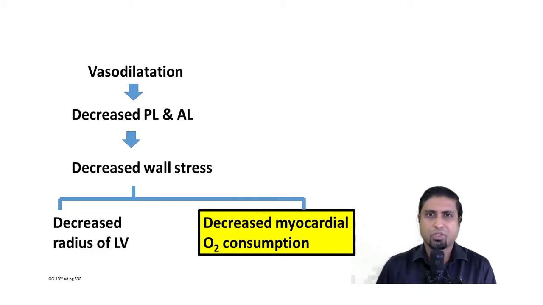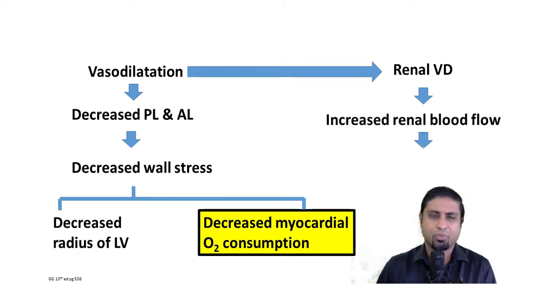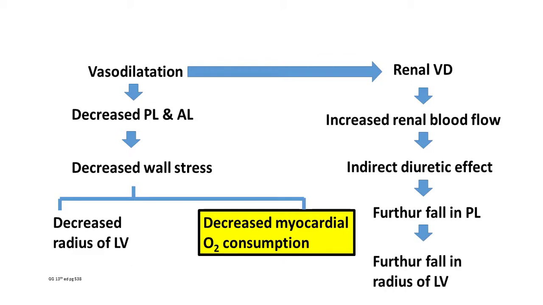Right, so the vasodilatation produced by digoxin does extend to the renal vasculature as well. There is renal vasodilatation leading to increased renal blood flow, an indirect diuretic effect, causing a further reduction in the preload, a further reduction in the radius of the cross-section of the left ventricle. The cross-section of the left ventricle tends to return to its normal elliptical shape, falling under the Frank-Starling law and thereby increasing the cardiac output gradually.